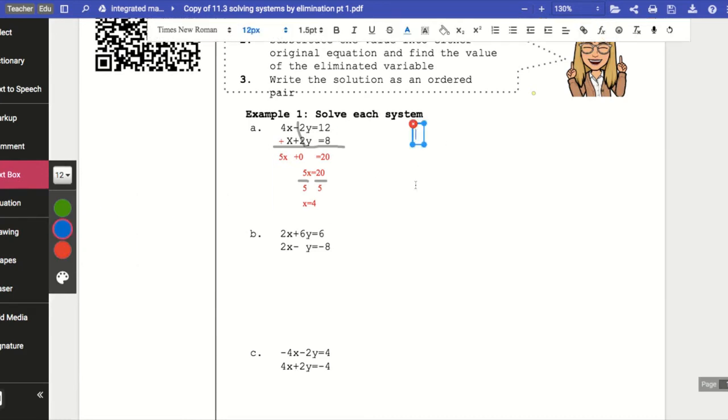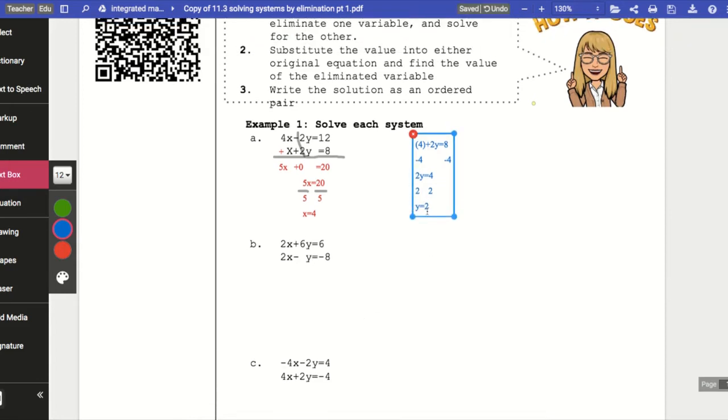So let's do that. x is 4, so 4 plus 2y equals 8. That's the same thing. So what I'm going to do is subtract 4 from both sides. I get 2y is equal to 4, because 8 take away 4 is 4. And then divide by 2, my bad. So then y equals 2.